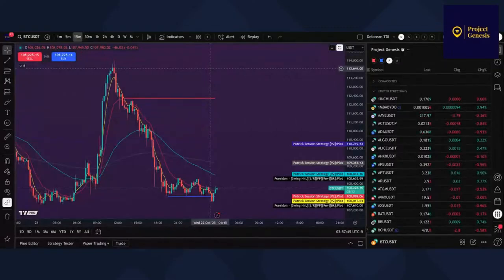All right, coming up on 10 minutes to the top of the hour, 3 a.m. Central Standard Time. Again, that is the 4-hour candle for the entire crypto market.